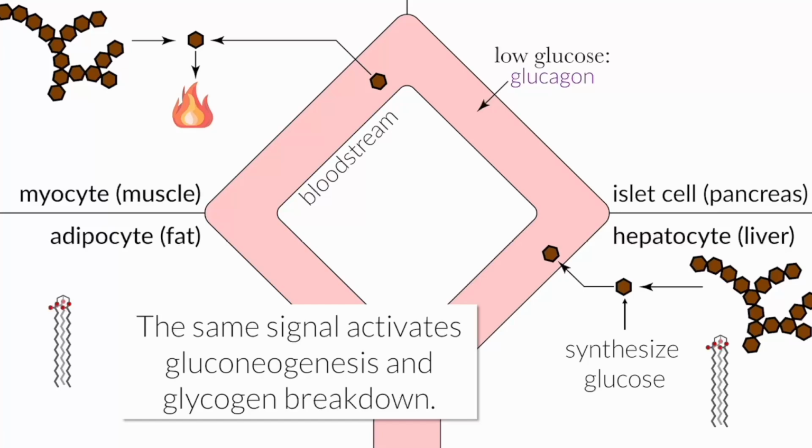So the same signal activates gluconeogenesis and glycogen breakdown, right? If you have glucagon around, it's going to say both break down your liver glycogen and start synthesizing glucose, which makes a lot of sense, right? You have the same physiological output, the increase of glucose, that's regulated by the same signaling cascades.